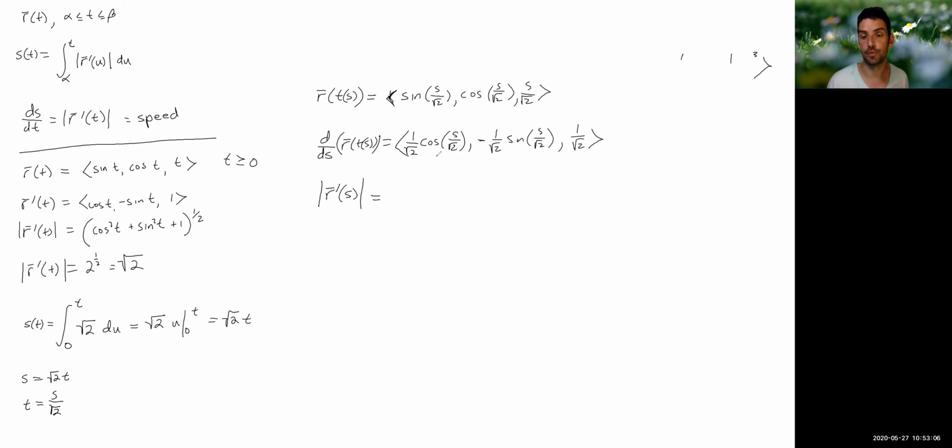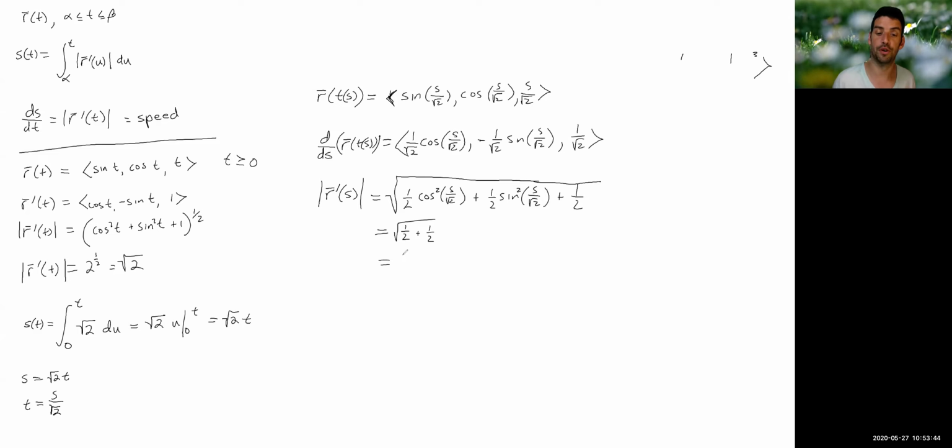And what happens? We square each of these things. When I square this, 1 over root 2 squared gives me 1/2, and then I have cosine squared of s over root 2, plus 1/2 sine squared of s over root 2, plus 1 over root 2 squared, which gives me 1/2. We can factor 1/2 out of the cosine and sine squared, which means we get 1/2 times cosine squared plus sine squared, which is 1. So it looks like we have 1/2 plus 1/2. The square root of 1 is 1.